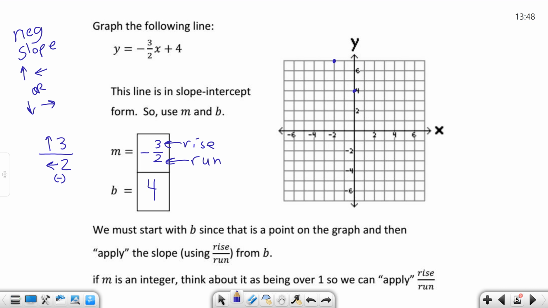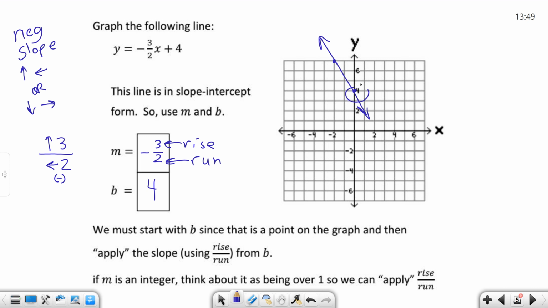I could have gone down 3. So 1, 2, 3, and then 2 units over, and guess what? Now that's on the same line, right? But I'm not going to put all those extra points on here this time. I just need 2 points. I have 2 points, so now I'm going to draw my line through those 2 points, extend it out further, put arrows on the end of it because all lines go on forever. All right, and there's my line, y equals negative 3/2 x plus 4.